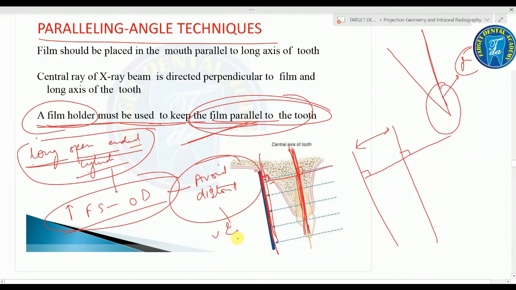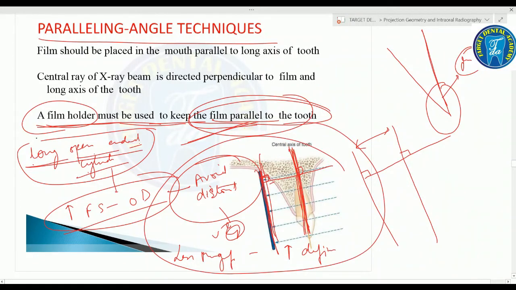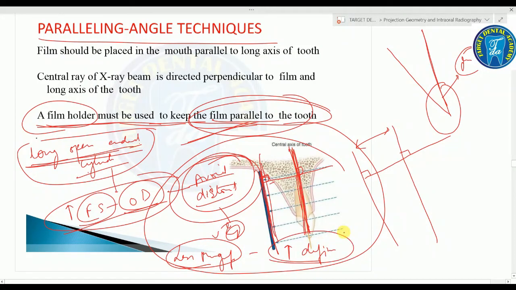Very important, commonly asked MCQ, and it also causes less magnification with increased definition. These three points are very important. By using the long open-ended cylinder, it increases the focal spot to the object distance, which avoids the distortion, causes less magnification and increases the definition.